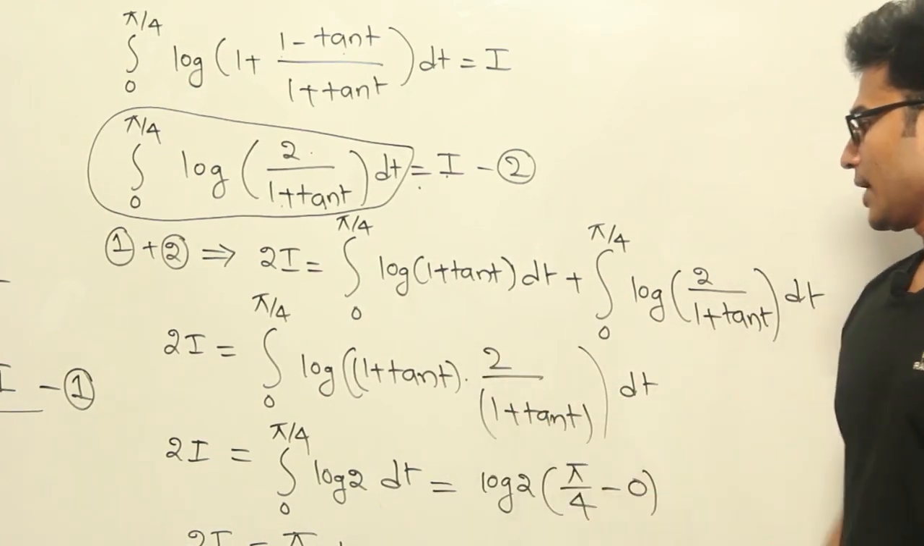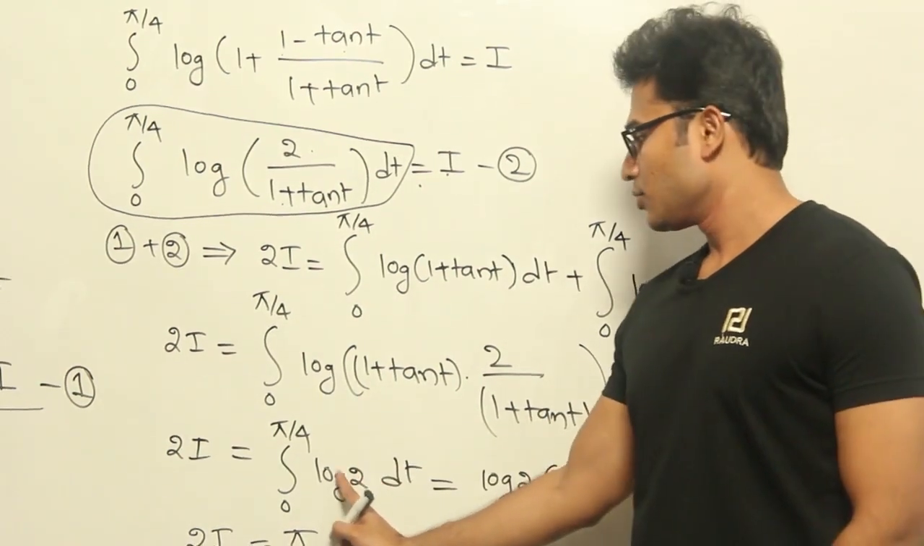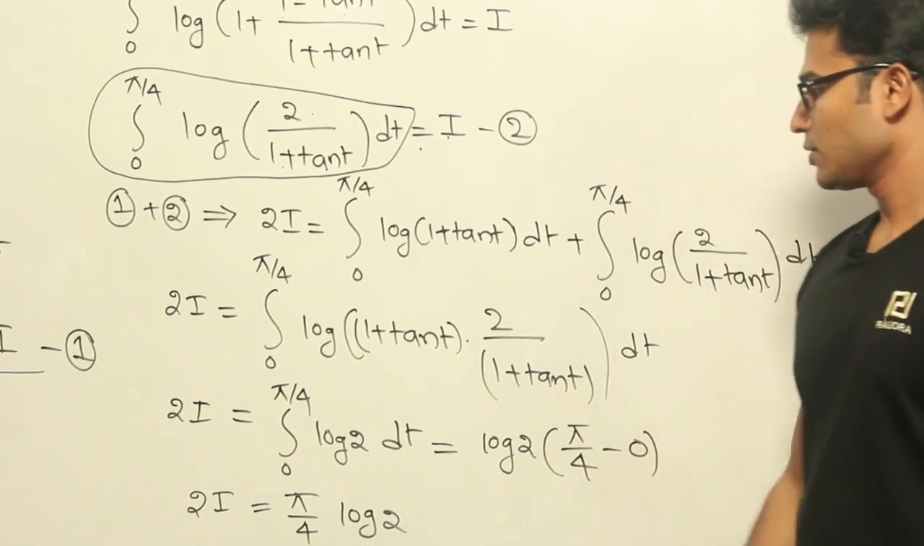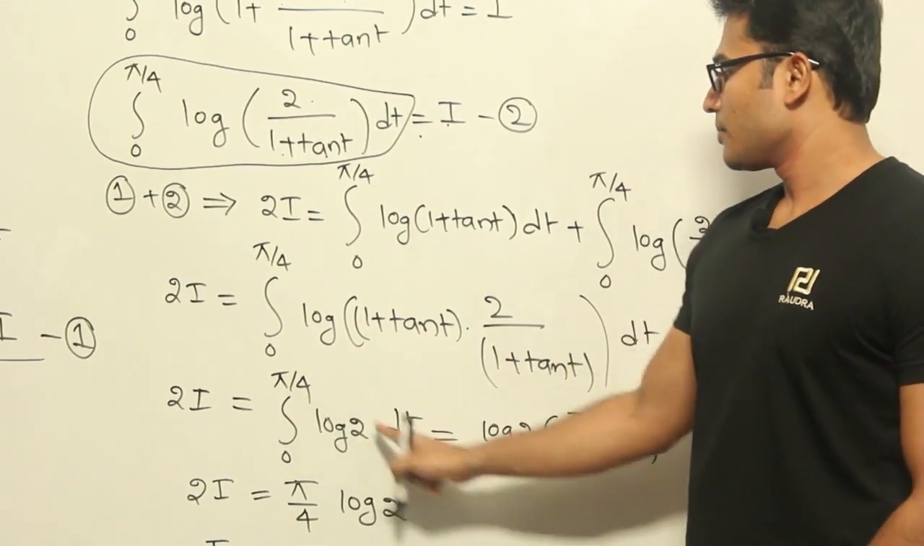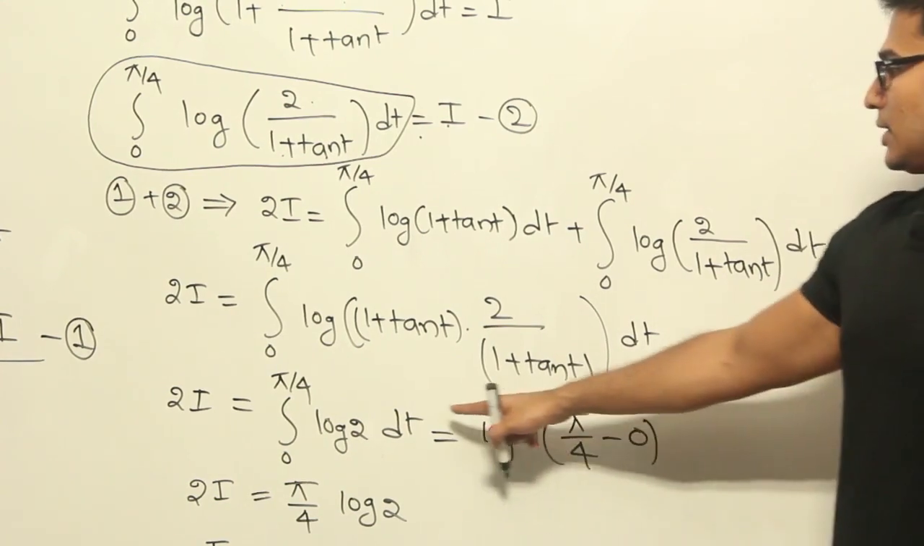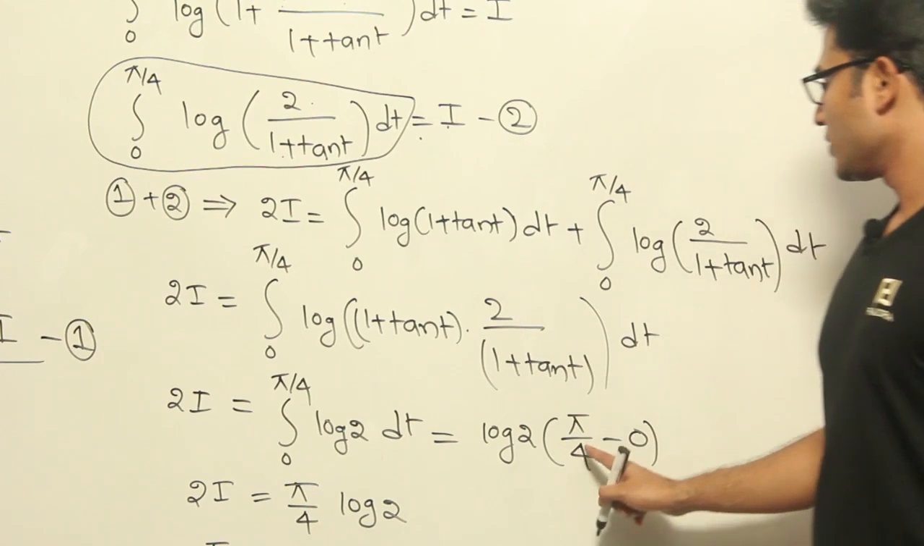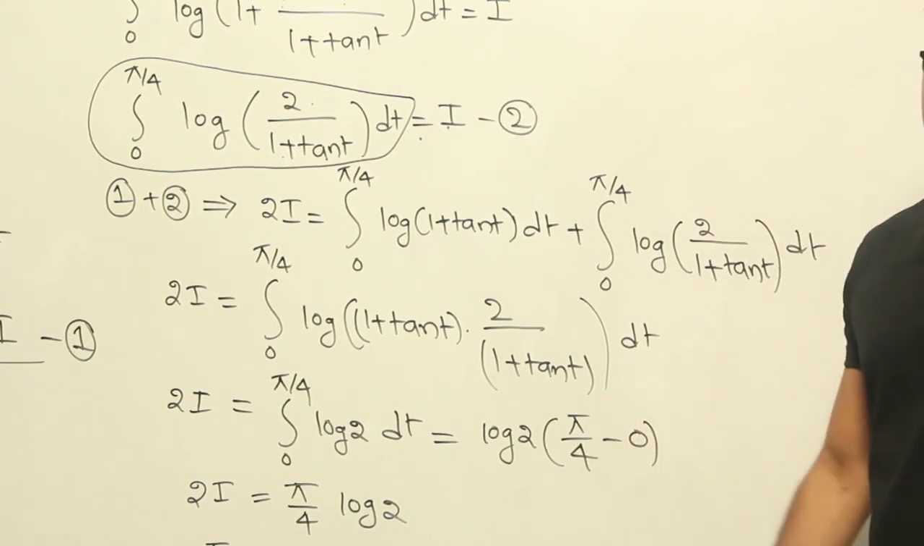Now these two will get cancelled away. Now you are going to get log 2 dt. Now we can pull out log 2. So log 2 is out. Now integral 0 to pi by 4 dt, which is nothing but t. So now the t with limits 0 to pi by 4, right? So what do you get? Pi by 4 minus 0.